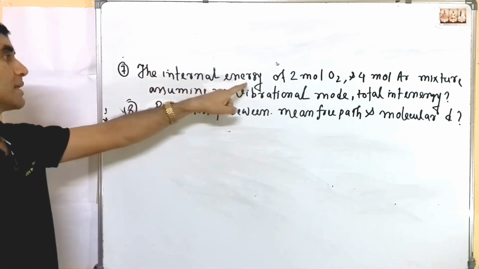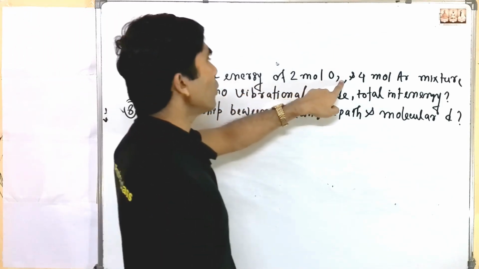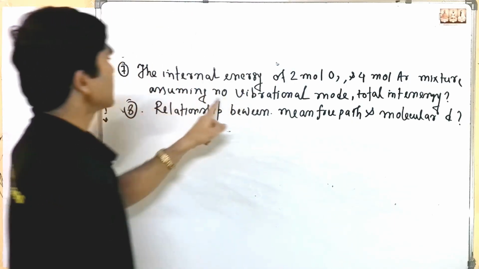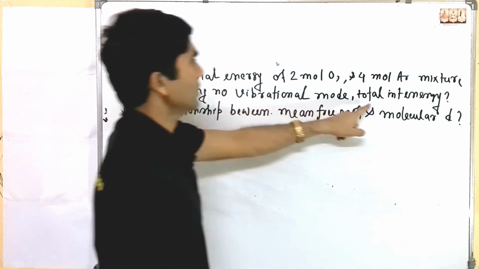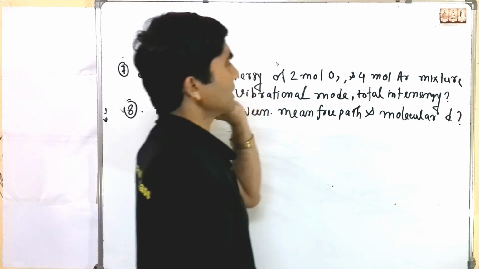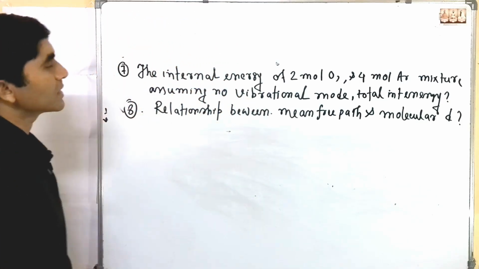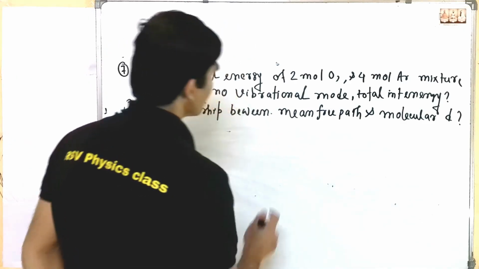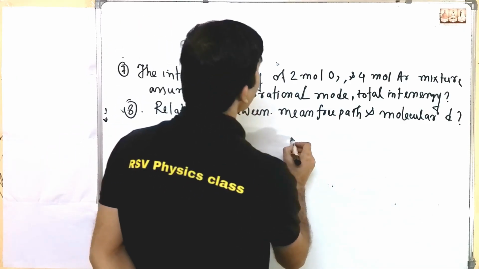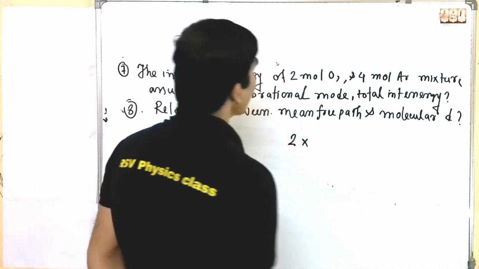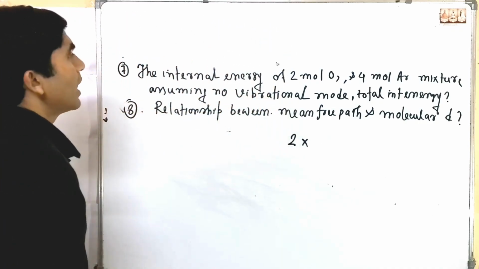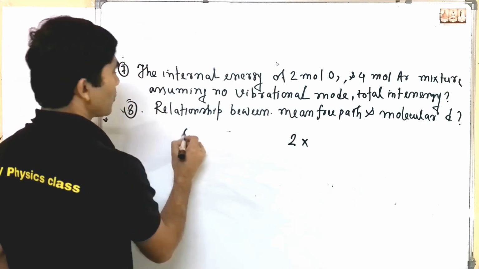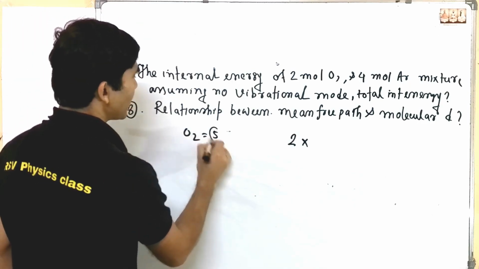Now you have to solve the problem number 7: the internal energy of 2 mole oxygen and 4 mole argon mixture, assuming no vibrational mode, है ना। Total internal energy कितना होगा, है ना। Total internal energy basically kinetic energy, 2 mole kinetic energy. So आपका जो है 2 mole, 1 mole के लिए half, so in one, so how much degrees of freedom for oxygen, this is 5.